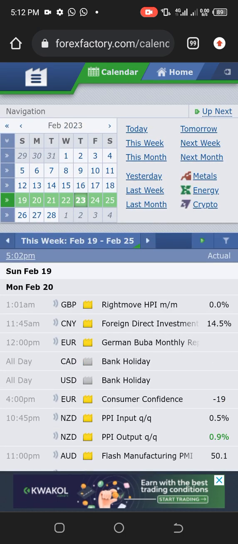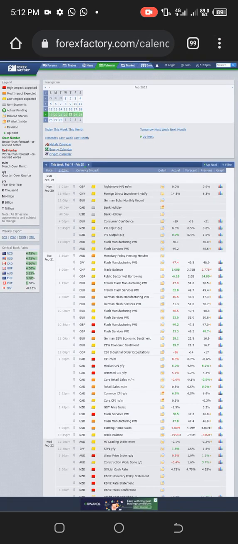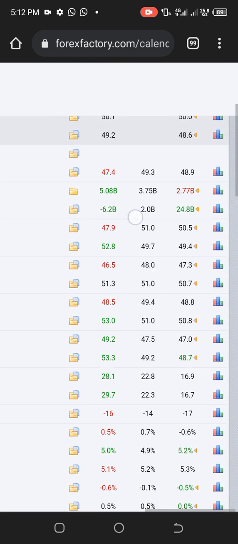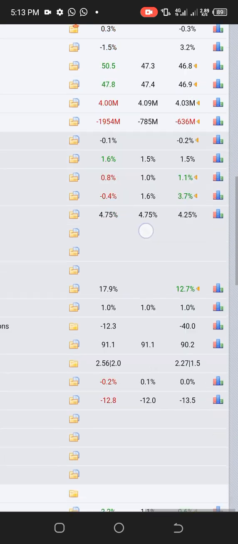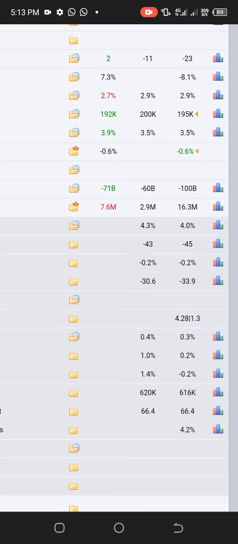Another thing you can also do is put your phone into the desktop site, just this way. Okay, you can see the way it is. So all these ones you are seeing here, they are already out. The actual, forecast, previous, they are already out. You can see detail, actual, forecast. For Friday, we already have the previous and the forecasted data, but the actual data is not yet out. So we have the previous and the forecasted while you wait for the actual data.